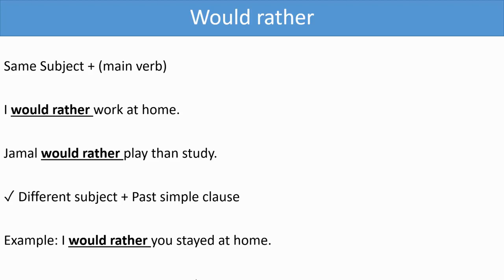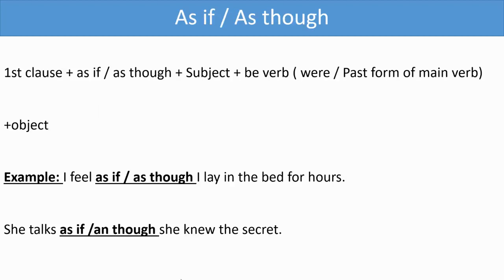Same subject plus bare infinitive or main verb. I would rather work at home. Jamal would rather play than study. Now we'll see an example of different subject plus past simple clause. Example: I would rather you stayed at home. Now there is another phrase for you that is as if or as though.